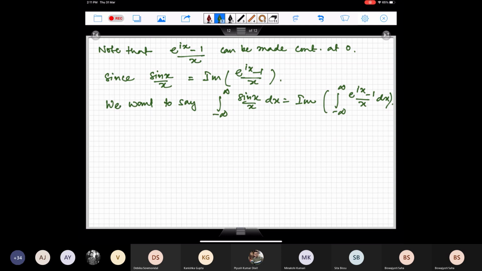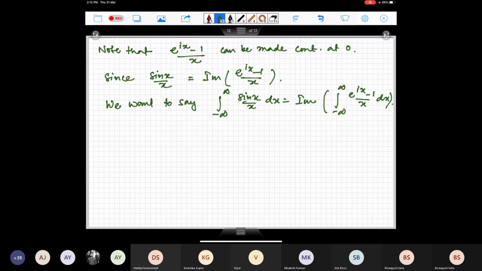Okay, so in order to say this, I need to make sure that this improper integral converges. So let's see if I can really make sense of this improper integral, and whether it is going to converge or not. Here also, of course, I am going to take the limit from minus r to plus r, and I will show that in that way the integral is going to converge.